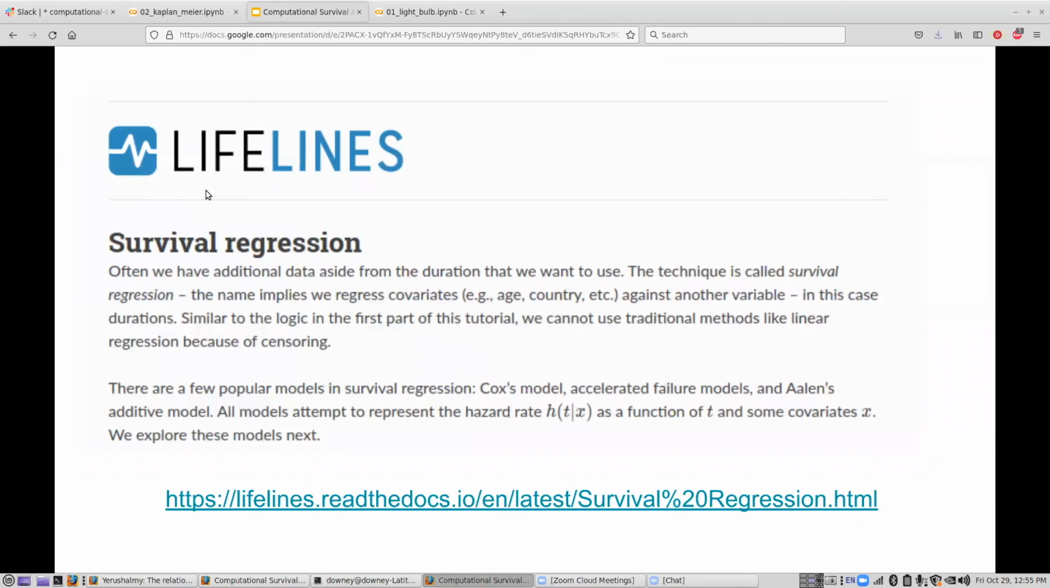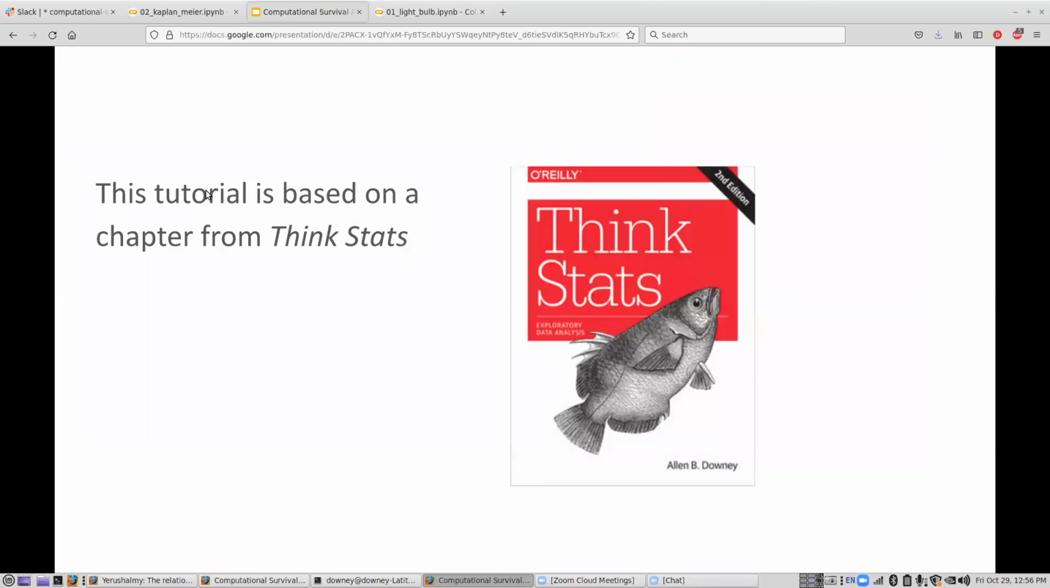It has a very nice section. The documentation here, I think, is very good. And in particular, the section about survival regression, that is, I believe, your next stop after this workshop. You should go read that.